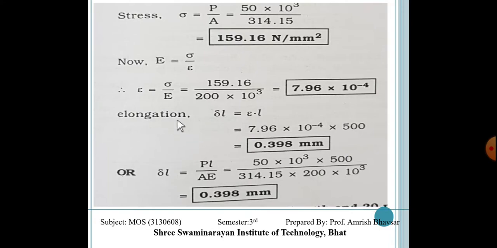Now elongation. Elongation delta L is equal to epsilon into L, or else we have the equation for a prismatic section, PL upon A. We can calculate from any one of them. So we will get 0.398 mm. Now we can judge that whenever we apply load on the bar, we will get this much elongation of the bar.